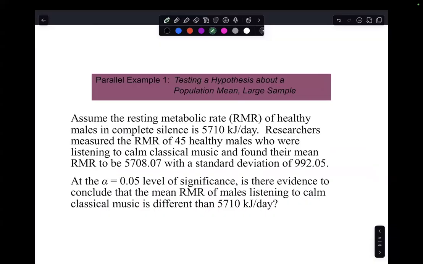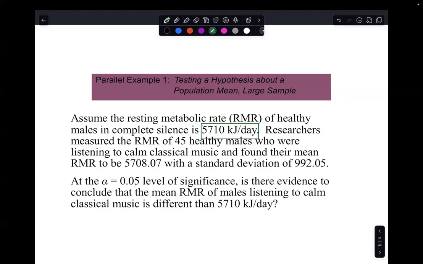What I don't like is that there's not a whole lot of room for me to do math here. So we're assuming the resting metabolic rate of a healthy male in complete silence is 5710 kilojoules a day. One of the nice things about having so many people going into medical fields in my class is I asked one time what a KJ was, and they told me it's kilojoules. So now I know. I've learned from my students.